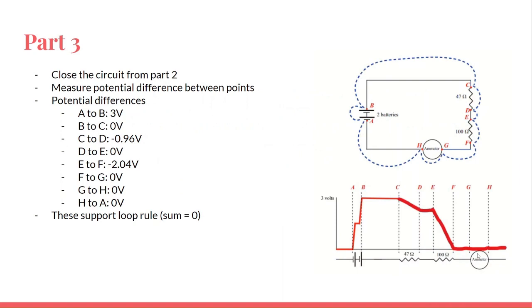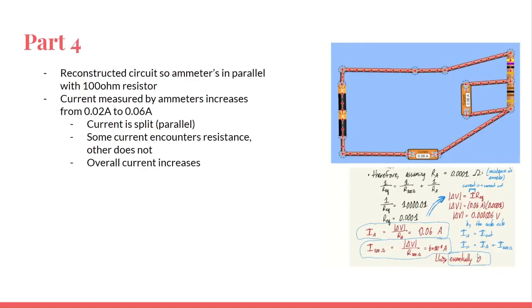So third part, basically, we close the circuit from part two, and we measure the potential difference between points. You can see them listed below. And these all support the loop rule because the sum of all these turns out to be zero. As you can see, negative 2.04 minus 0.96 plus 3 volts, that's zero.